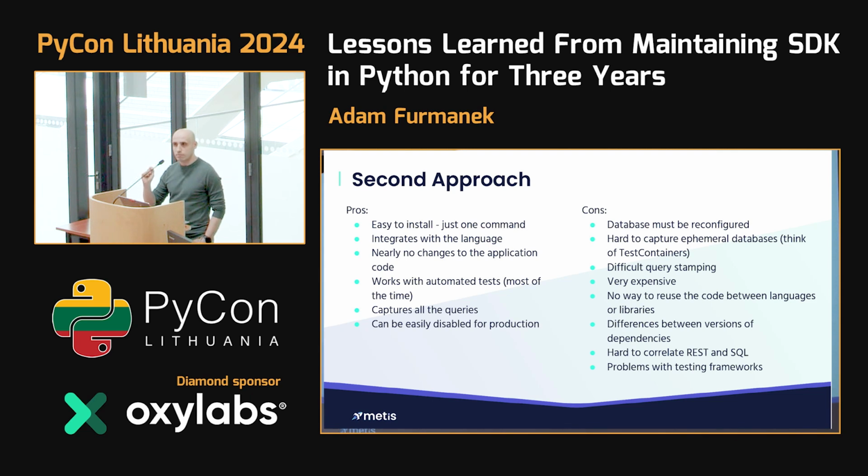There are a couple more problems with this new approach. First, we need to reconfigure your database to log the execution plans. It is easy, you just tweak the database configuration, but if you run ephemeral databases like test containers, or databases created in GitHub Actions or other CI/CD pipelines, then those databases are very short-lived. You just create the database and it dies a couple of seconds later, right?